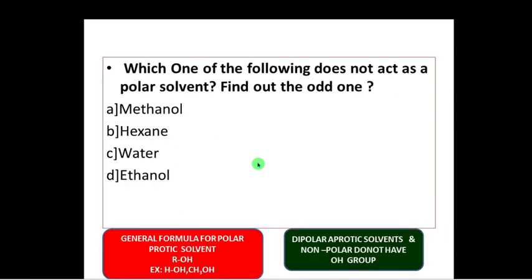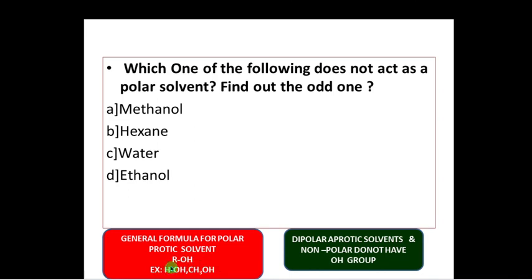Number 2. Which one of the following does not act as a polar solvent? Find the odd one out among the following. Option A is methanol, option B hexane, option C water, option D ethanol. So already in our general videos we have noticed that in the case of any kind of polar solvents, the general requirement is ROH.